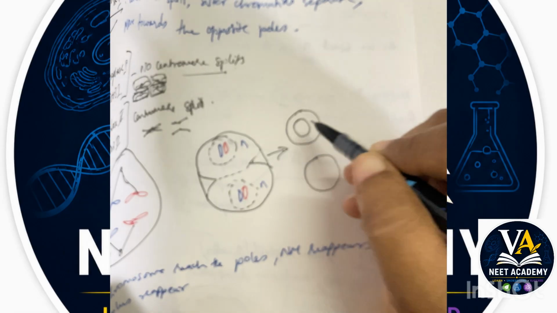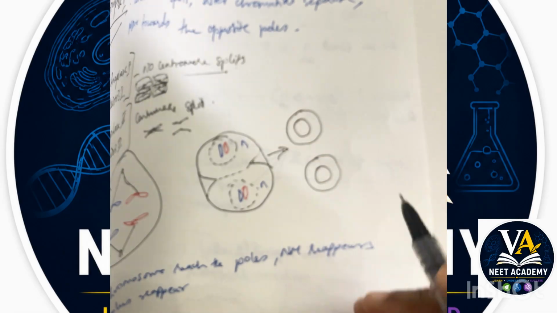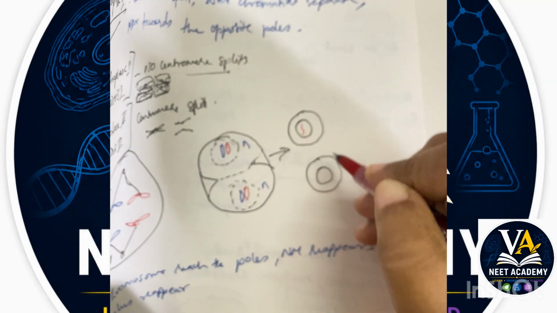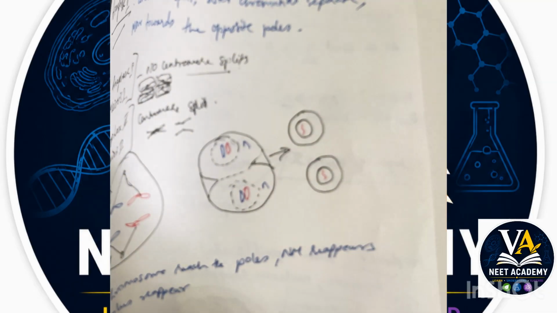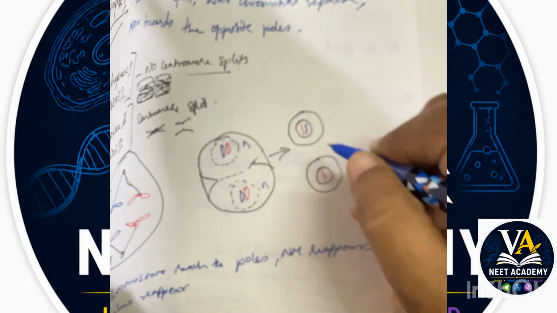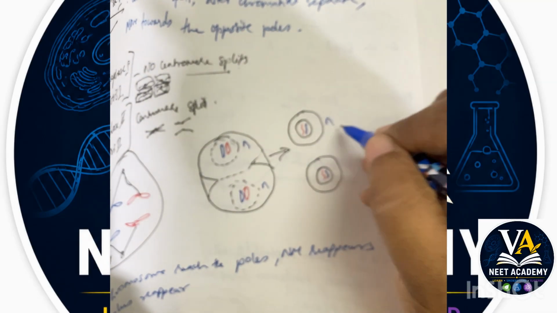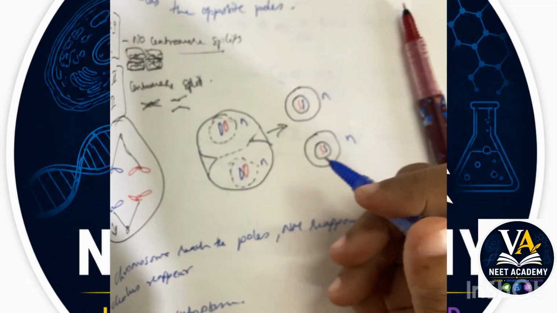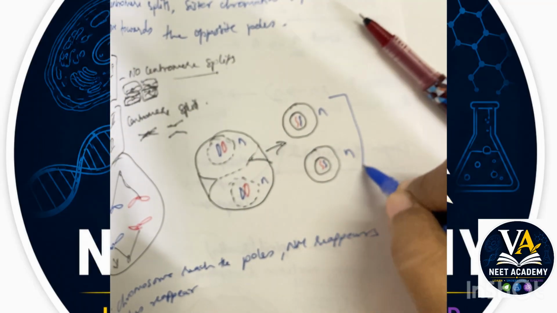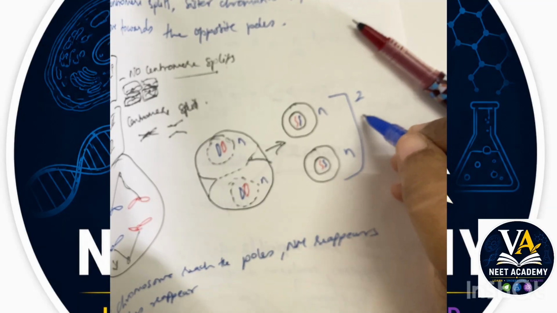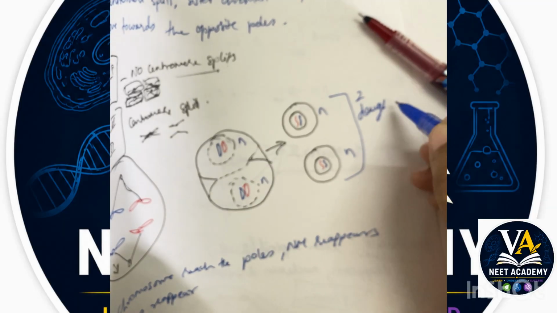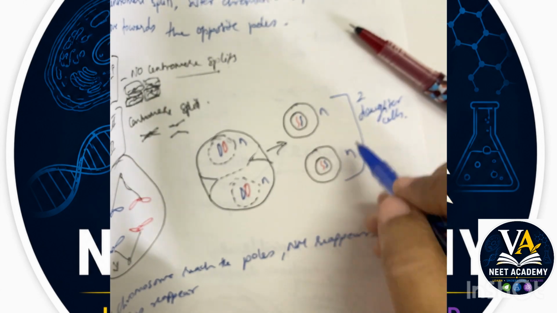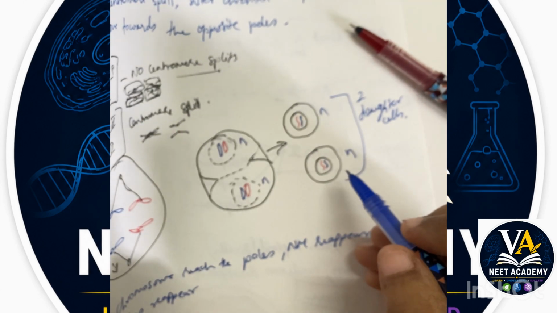So there is the cell membrane and the nuclear membrane, and each one receives one chromosome, and the result is N and N. These are your two daughter cells. Now this is the result of one haploid cell.